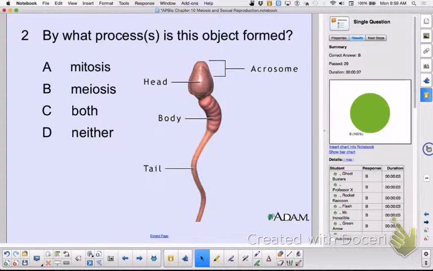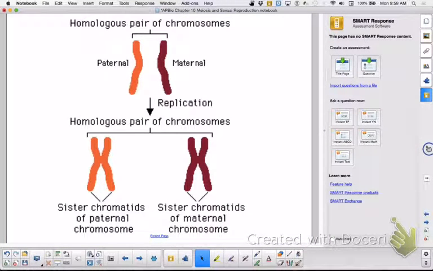All right. Now, homologous pairs, as I mentioned, are the same size, same shape, and code for the same characteristics. If you look at your DNA, half of your DNA came from your biological mother, half of your DNA came from your biological father. You have 2 copies of chromosome 1, 2 copies of chromosome 2, 2 copies of chromosome 3, and so on and so on. Do you understand that part of it? Each one of those is a homologous pair.